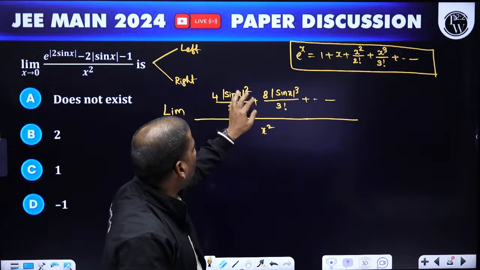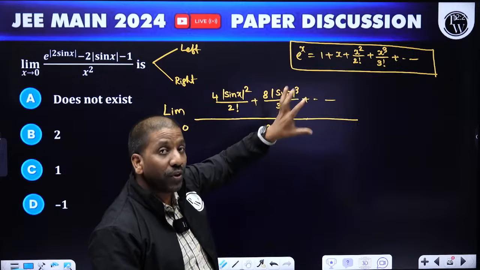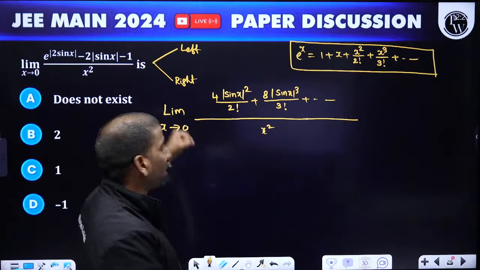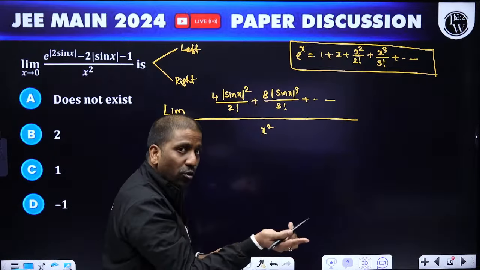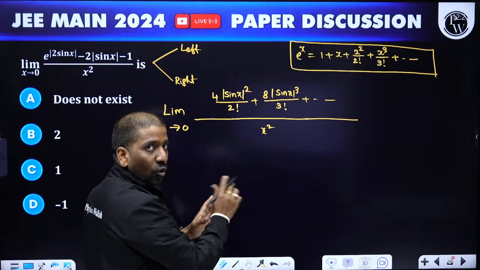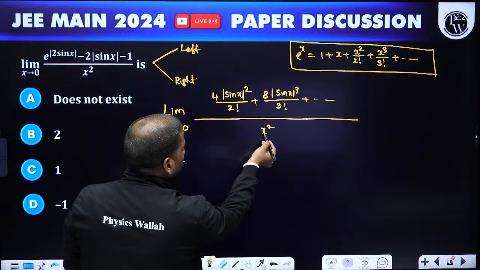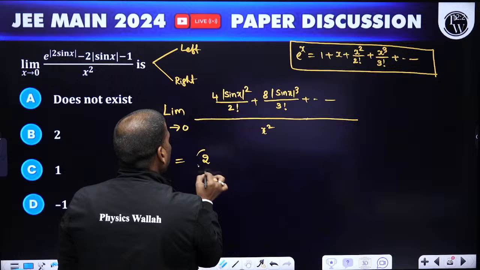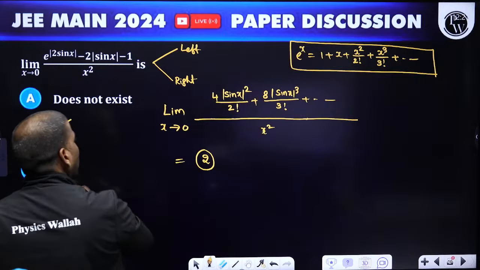For example, if the term started from x³, we would need to calculate in two different cases, and then you may get does not exist. But here no need to worry; modulus is present and square is also present, so the left and right limits both have the same sign. No question of does not exist. The coefficient of x², with sin x by x equal to 1, becomes 4 by 2, so 4 by 2 is 2. Every remaining part becomes 0, so 2 is the right answer.